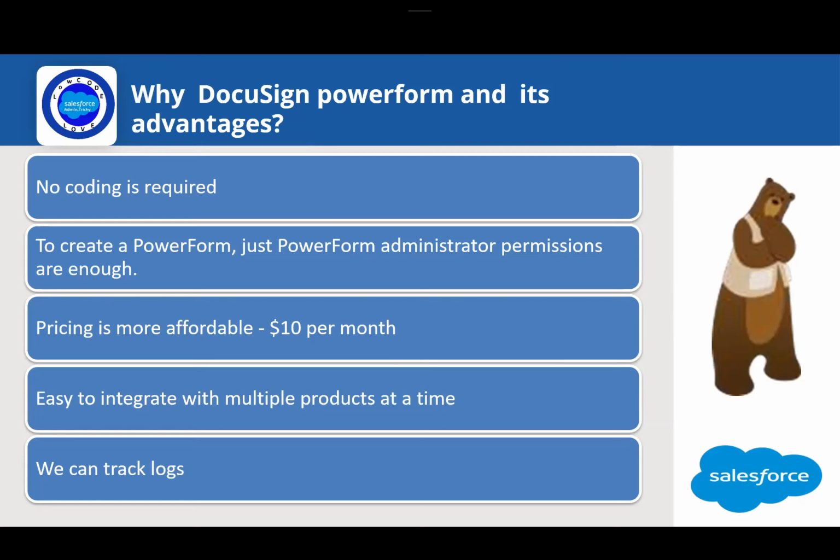Next one will be pricing. Obviously pricing matters, right? We have some leading digital signature providers like Adobe, Tomcat, Small PDF, Signwell, and DigiSigner. I don't mean DocuSign is low priced, but compared to other digital signature providers, it's affordable, like $10 per month. And then the next one is easy to integrate with multiple products.